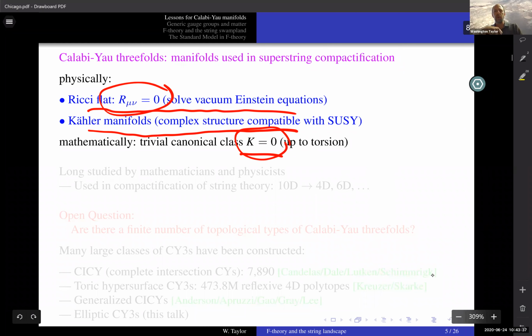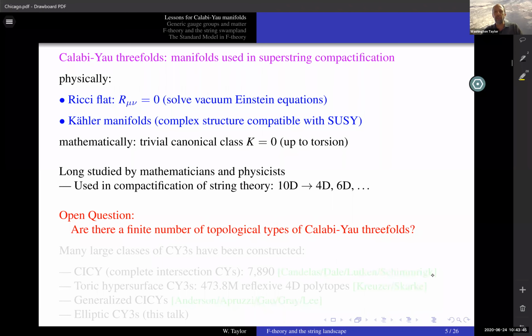So these things have been studied by mathematicians and physicists for the last 30 years. They're used in the compactification of string theory. But there's still an open question, which is, are there a finite number of topological types, even of Calabi-Yau threefolds, let alone fourfolds? And I'm going to give what I think is pretty strong evidence that the answer to that is yes, and you can tell me whether you are sympathetic to that at the end of the talk.